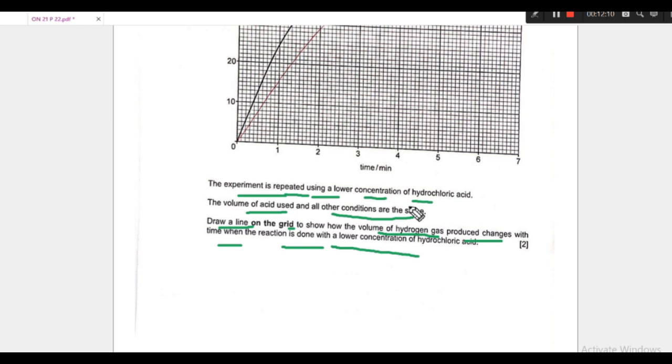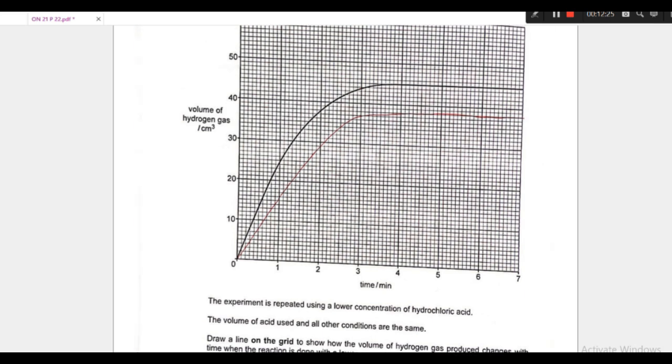You know, if concentration decreases, number of particles per unit volume decreases, so less effective collision occurs, rate of reaction will be less and product also will be less. So this graph at lower concentration will be less steep compared to the previous one. This will be the low concentration.